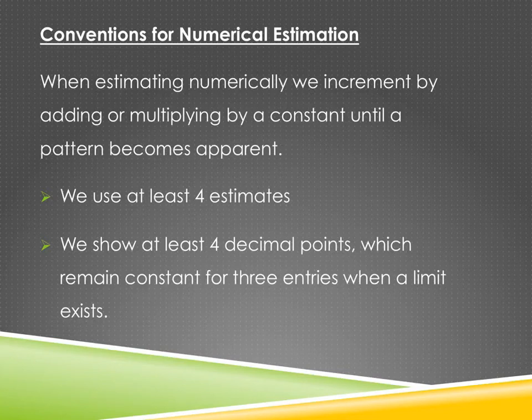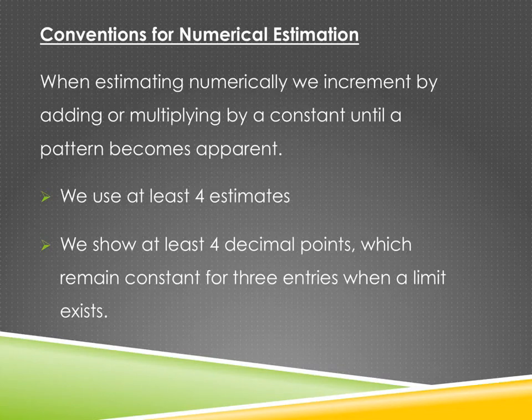We're not going to just say, I'm going to get close to the value 0, so I'm going to choose 10, and then I'm going to choose 5, and then maybe I'll choose 1, and then I'll choose 0.6. We're going to do it in a structured way. We're going to do it incrementally by adding or multiplying by a constant until a pattern becomes apparent.